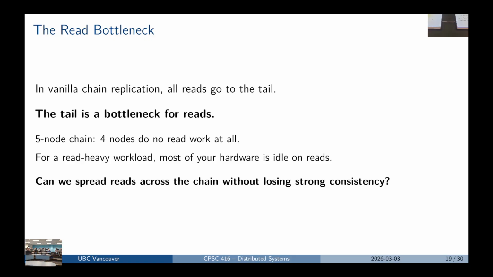So the question is, could we actually spread our reads across the chain, because we've got 5 nodes here, and not sacrifice strong consistency?